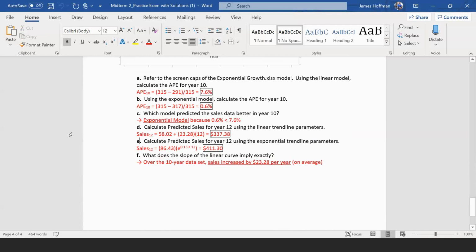Okay, part E is calculate predicted sales for year 12 using the exponential trendline parameters. So now just use the exponential equation, plug in the 12 for X, and do the calculation there for that prediction.